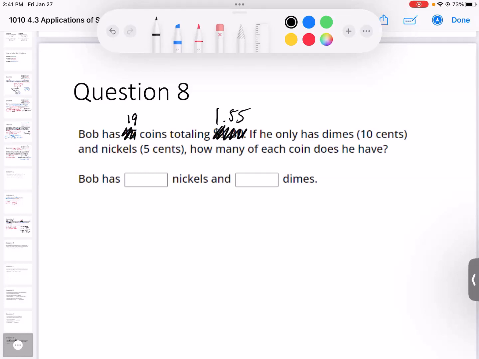And is that it? Okay. All right. Nickels and dimes, okay. So we have Bob has 19 coins totaling that amount. If he only has dimes and nickels, how many of each coin does he have?